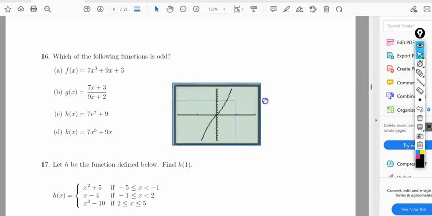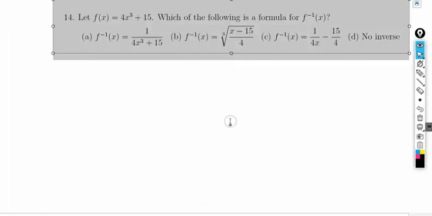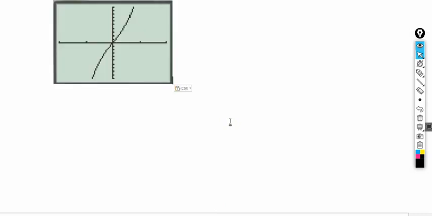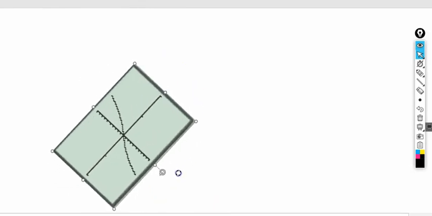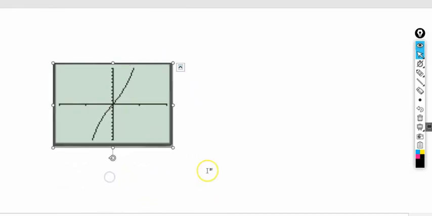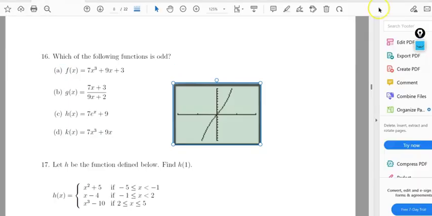Just doesn't seem to want me to rotate. If you take that and turn it upside down, over here, I can do it here. There. You get exactly the same graph. So that is an odd function. Of course, there's only going to be one odd function in there, and that will be, so the answer to 16 is D.